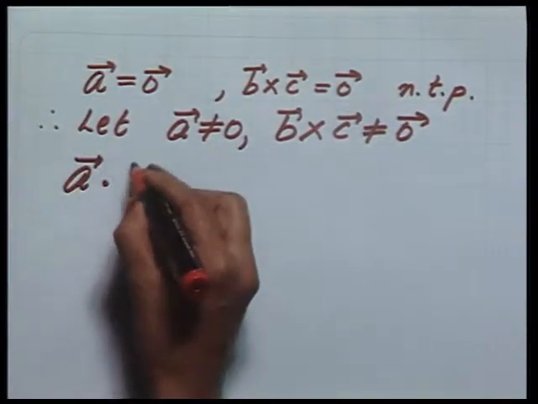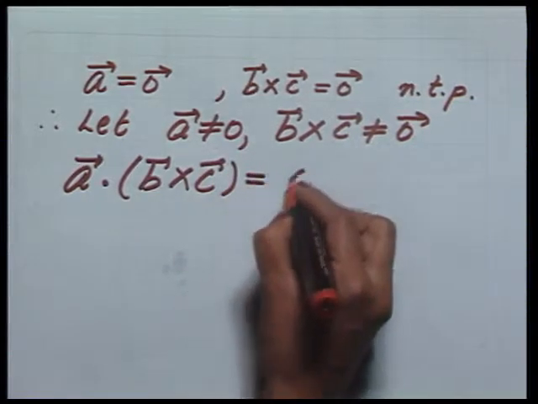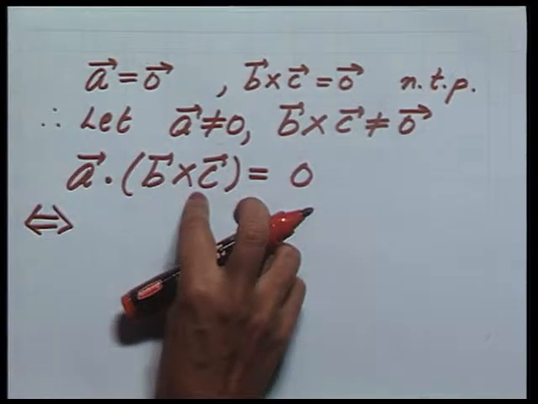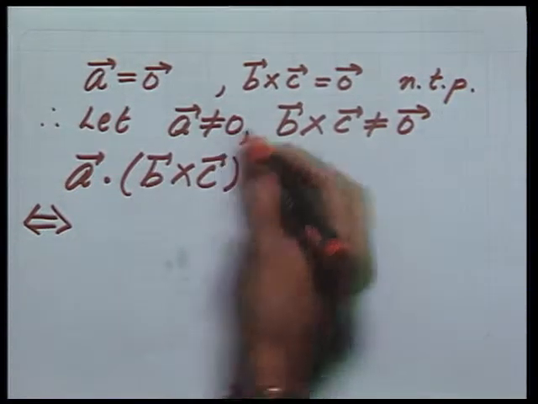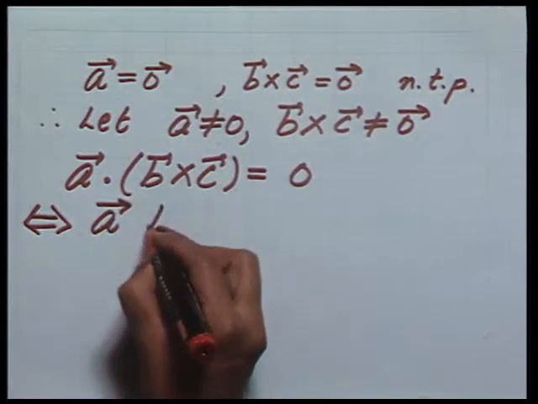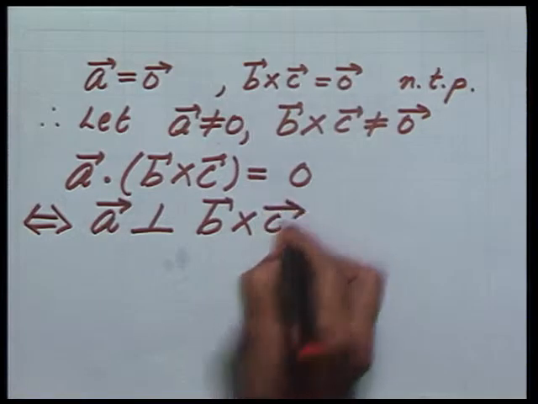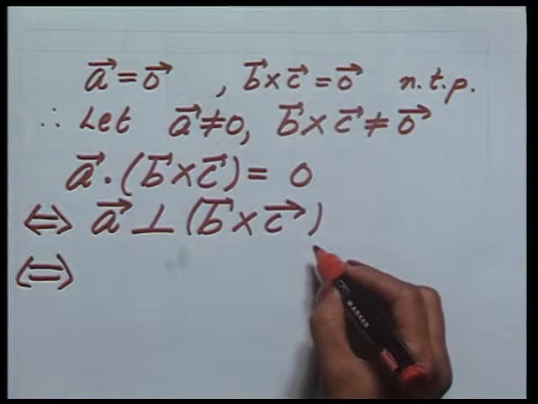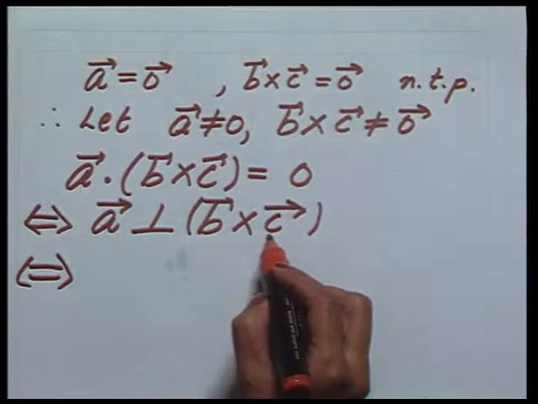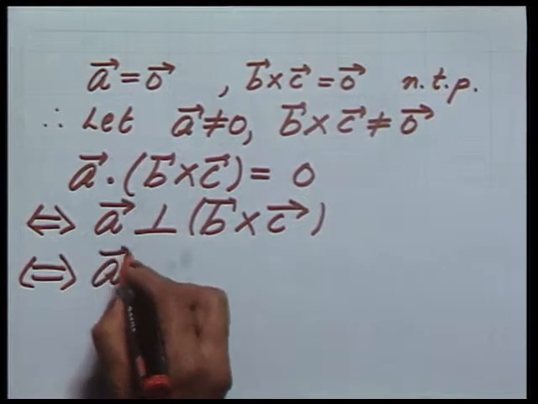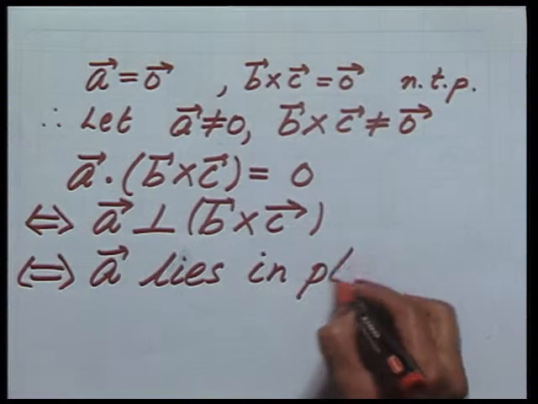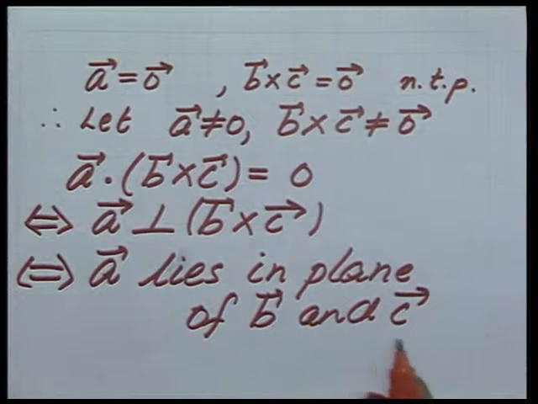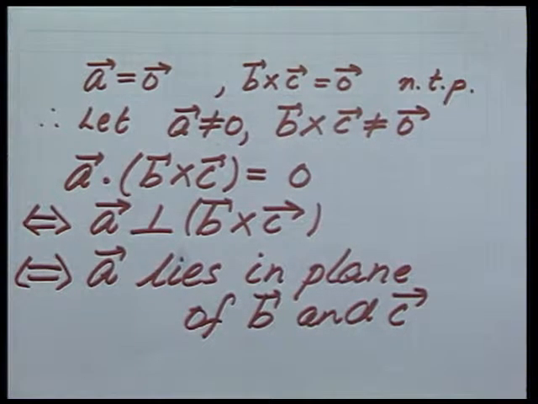Now, we know that A dot B cross C is 0 if and only if these two are perpendicular. Why? Because this is 0 if and only if this is 0 or this is 0 or these two are perpendicular. These two have been eliminated. So, we find that this is equivalent to A being perpendicular to B cross C. But we know that B cross C is perpendicular to the plane of B and C. So, if we want A to be perpendicular to B cross C, then A must lie in the plane of B and C, which means that A, B and C are coplanar. That's it. That proves the result.